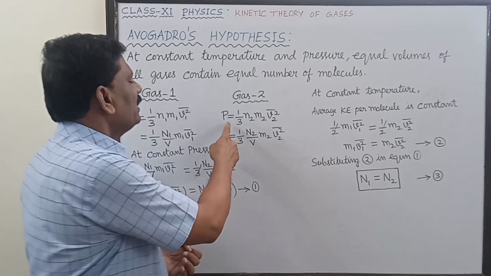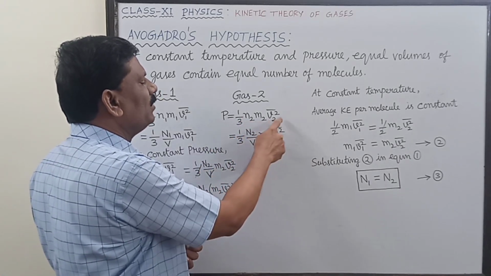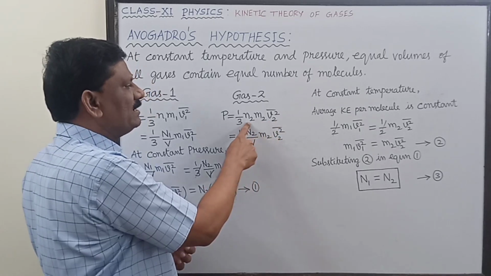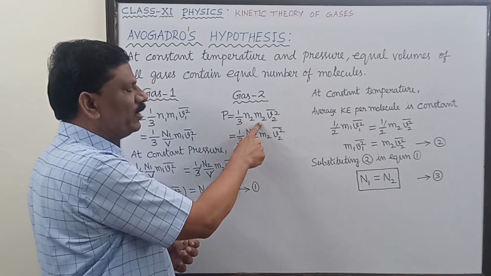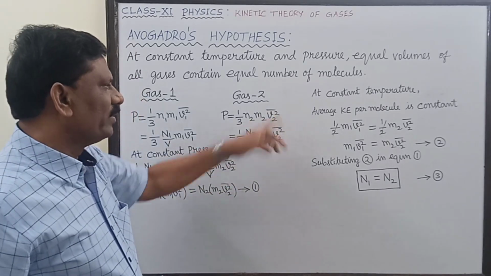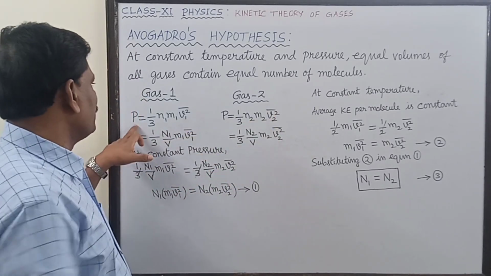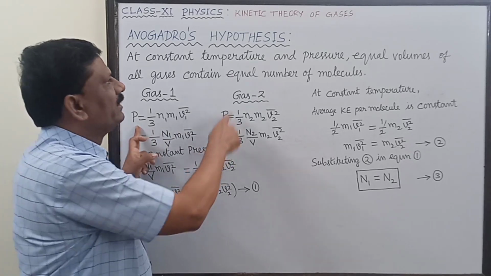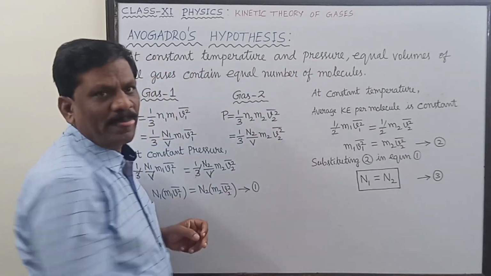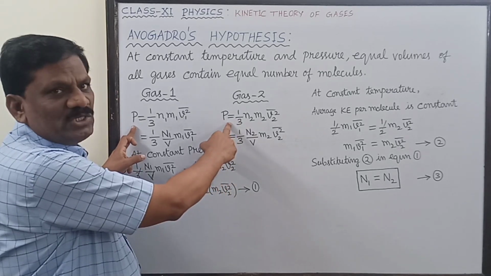Similarly, for the second gas, the pressure P is equal to 1 by 3 into n2 m2 V2 square average. Number density n2, mass of the molecule is m2, and mean square velocity of the second gas is V2 square bar. I have not written the subscripts P1 and P2 because here the pressure is constant. So P1 is equal to P2.